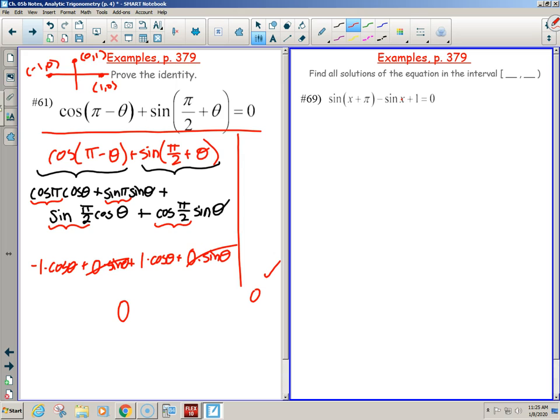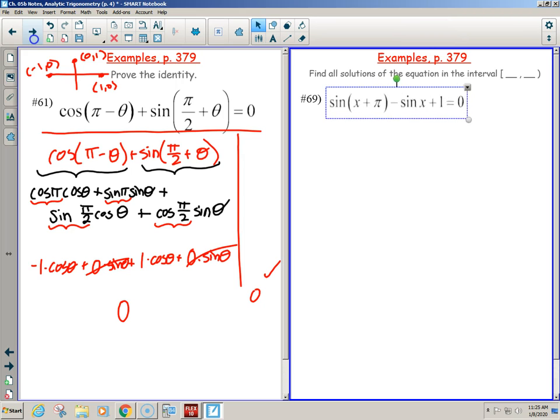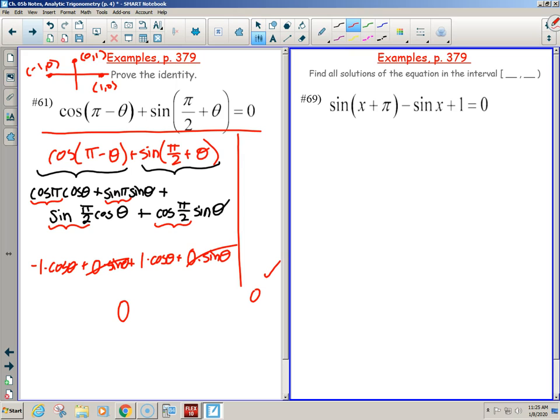Directions have changed, right guys? Find all solutions. Find all solutions. Give me a section. Problem 69. That's the problem number. Give me a section that we can think about for these directions. 5-3, because we're solving, which means we're trying to think unit circle. Let me do something like negative pi to 2 pi.